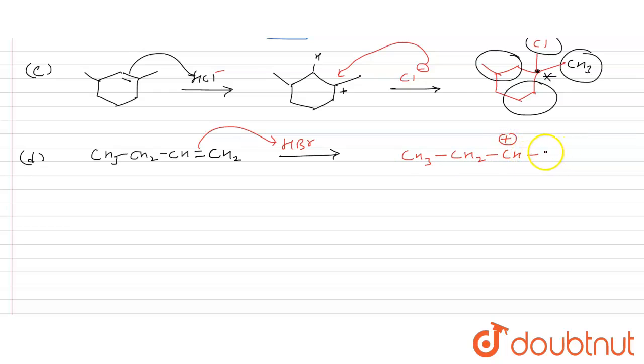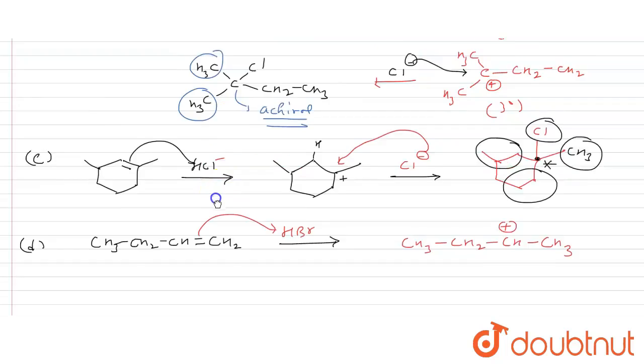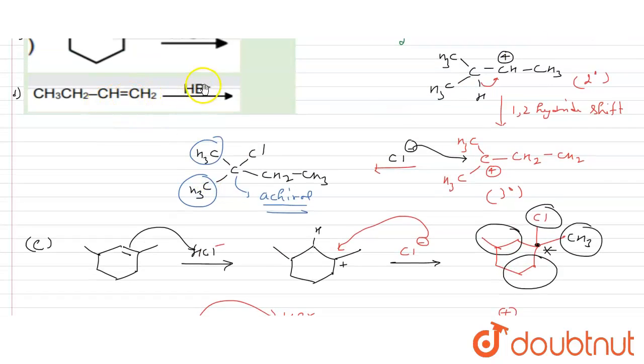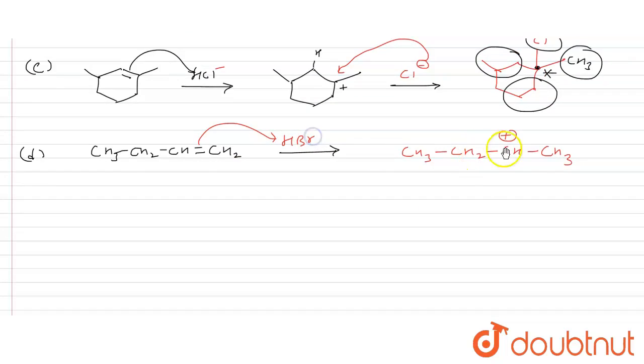And here it is CH2, here it is CH2. So now it is not CH2, it is CH3. So now you can see this is the reaction in which HBr is reacting. So now this reaction is taking place.